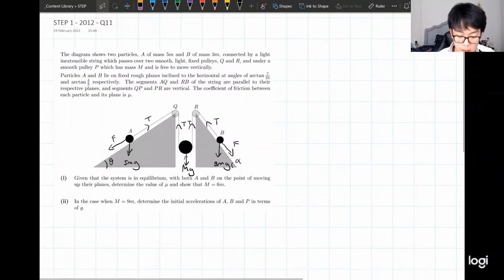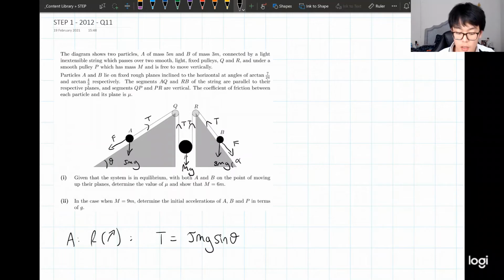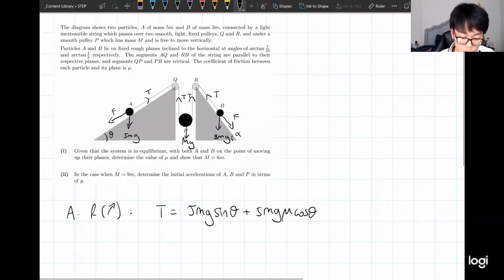Let's consider particle A going up the plane. Since it is in equilibrium, all the force going up parallel to the plane is equal to all the forces going down parallel to the plane. So we can write that T is equal to 5mg sine theta, which is the component of the weight parallel to the plane, plus 5mg mu cos theta, which is friction, where mu is the coefficient of friction.